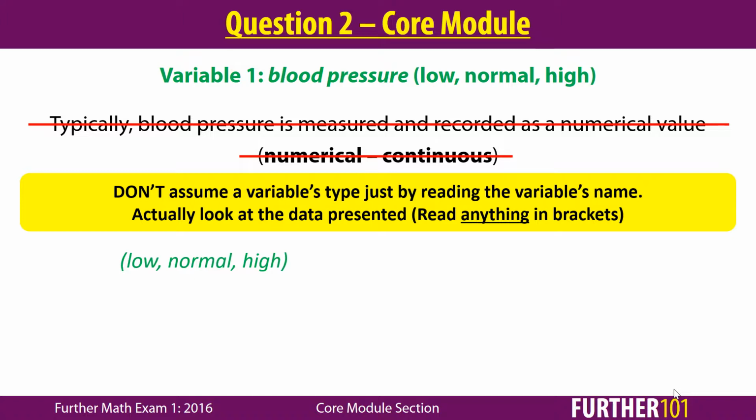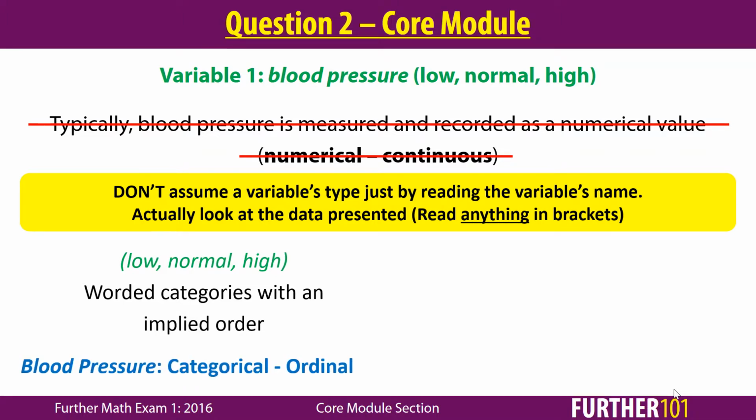Even though the question has not provided the numerical boundaries of each of these categories, we now know that the variable blood pressure records worded responses rather than the measured numbers. So it is a categorical variable. Also note that there is an implied order with the presentation of the three responses, from low to high, or vice versa. Therefore, the subtype of this variable must be ordinal. So overall, this variable is a categorical ordinal variable.